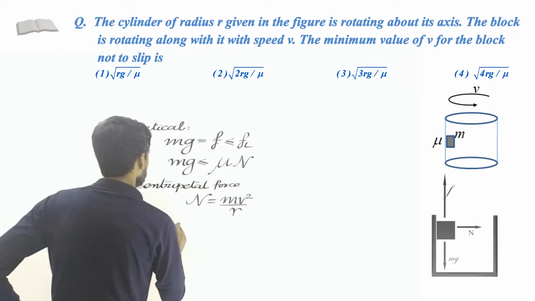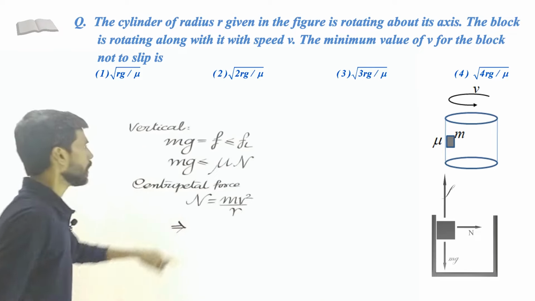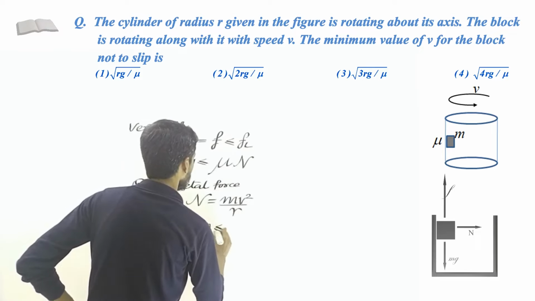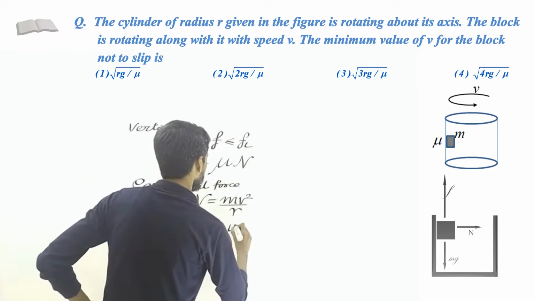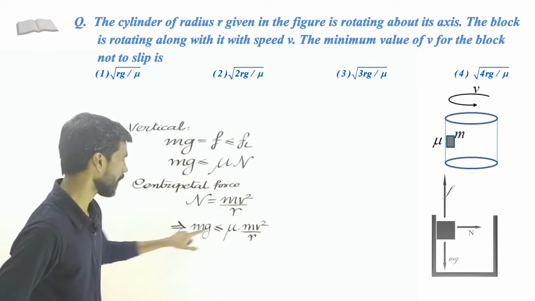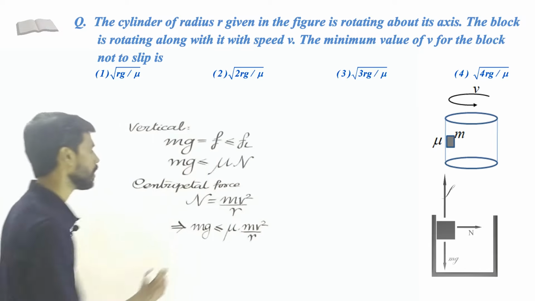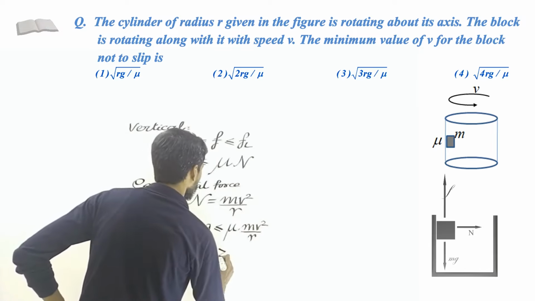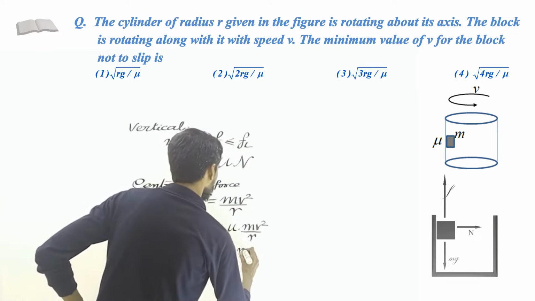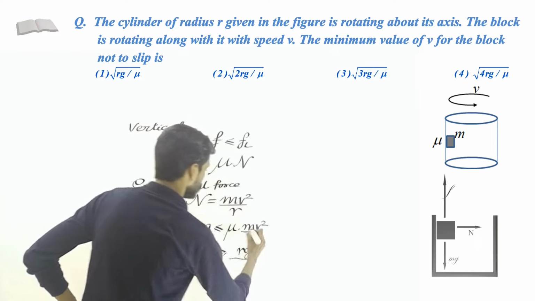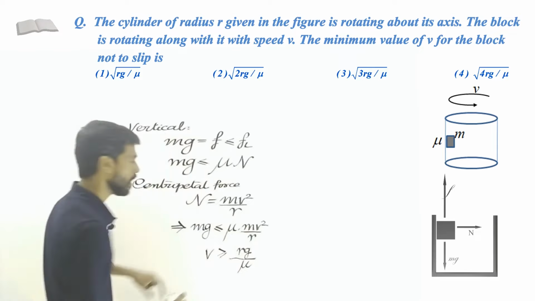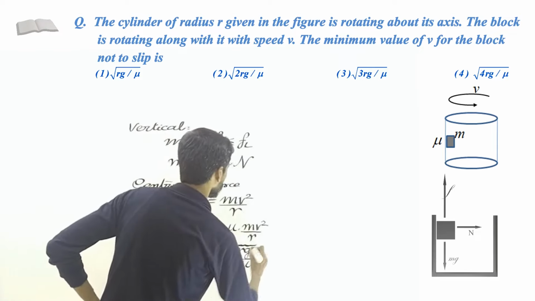If you simplify, what do you get? mg is less than or equal to mu times N, but that N is mv square divided by r. Now m cancels. What we want to find is v. So v square is greater than or equal to rg divided by mu. We want to find the v value, so we take the square root of that.